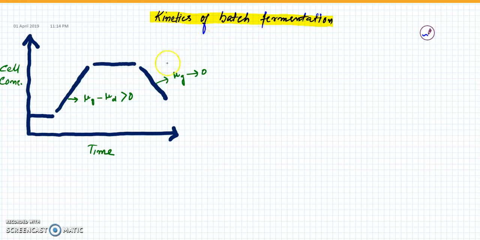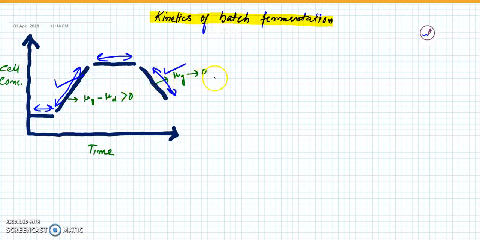Kinetics of batch fermentation. In this figure, this is the exponential phase, this is the stationary phase, and this is the decline phase. This is the initial lag phase. During the lag phase, there is no change in biomass. Only the change in biomass can be seen in exponential phase and in decline phase. So the kinetics can be calculated for the exponential phase and for the decline phase.